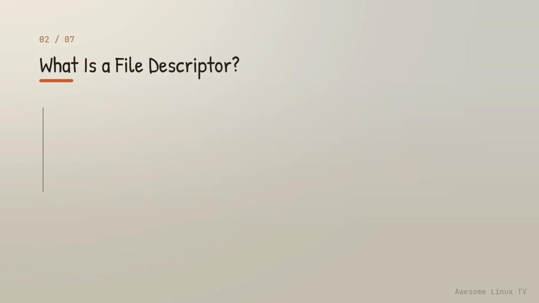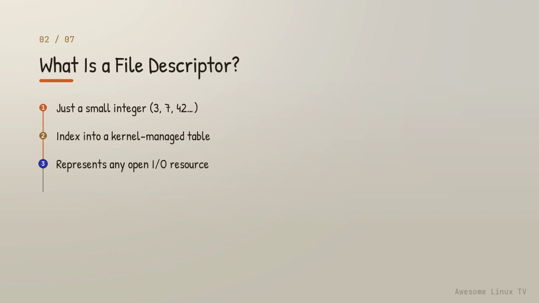A file descriptor is a whole number. When your process asks the kernel to open a file, the kernel picks the smallest available integer and returns it. From then on, your program says read from 3 or close 7, and the kernel resolves that to the right resource. The program never gets a direct reference to the file or socket, just a number that indexes into a table the kernel keeps hidden from user space.